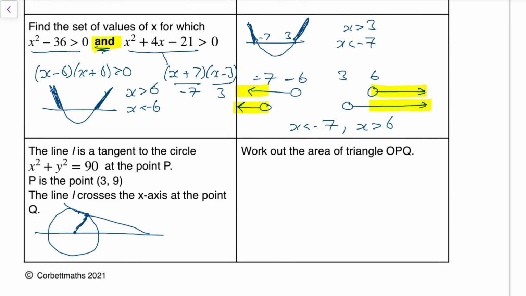Now, key thing about this. This is a right angle triangle, isn't it? Because it's a tangent, so it meets the radius at a right angle. So if I can work out the length of the radius, I could do that, or could do the height.